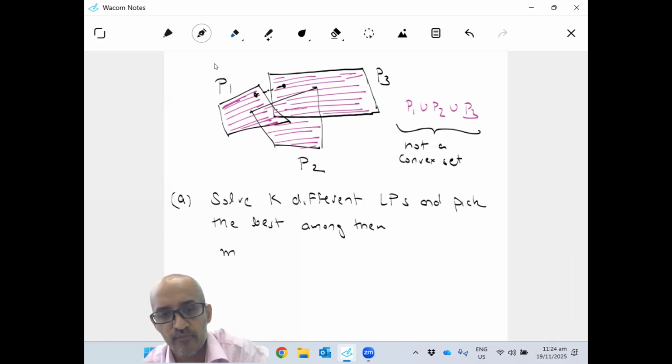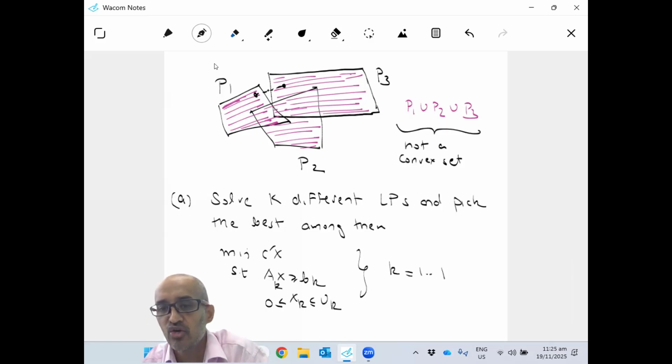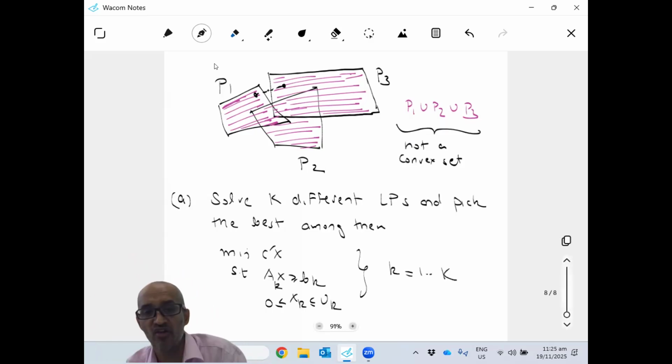Minimize C transpose X subject to A_k X greater than or equal to b_k, x between 0 and u_k. Solve this k different times. Solve the first linear program. What is the first linear program? It's going to optimize over this set.